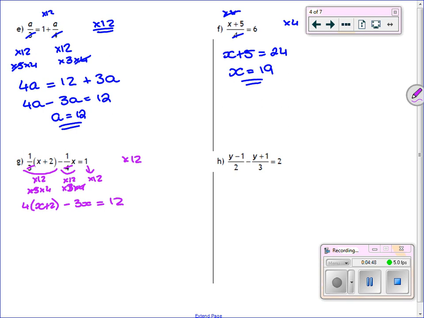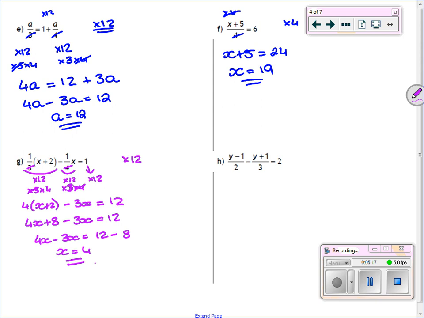And then we just solve as normal. Run the 4 through the first bracket. So we get 4x plus 8 minus 3x is equal to 12. So that would give me 4x take away 3x is equal to 12 take away 8. So x is equal to 4.